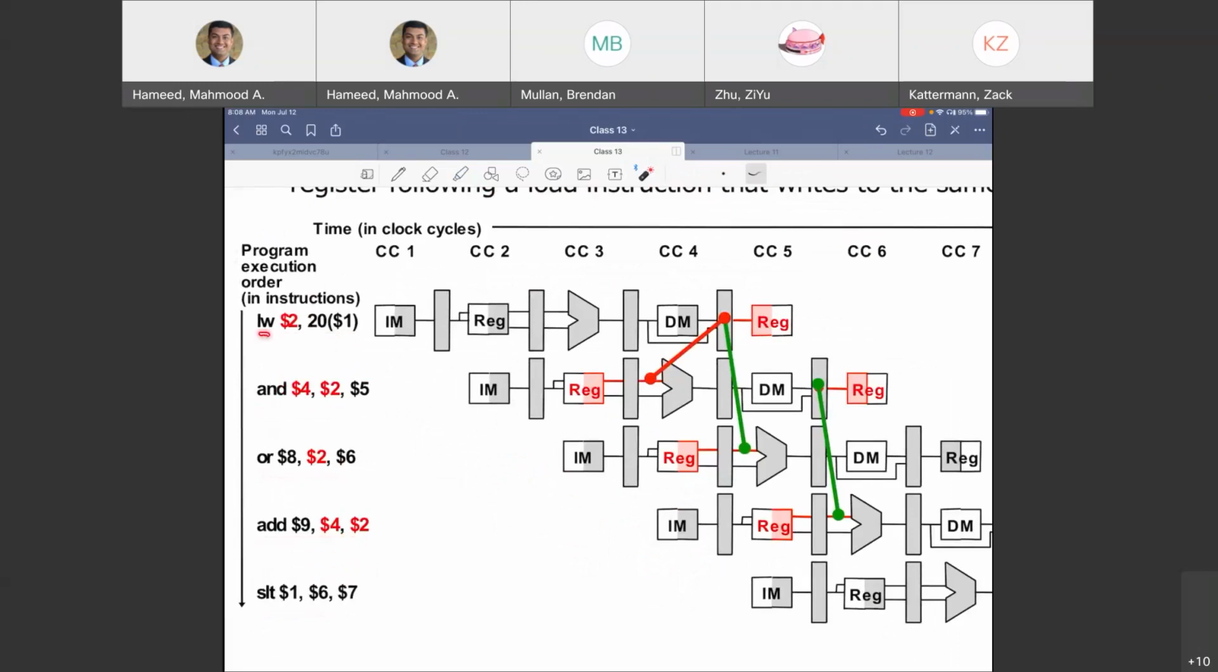Now, if you look at this load word instruction, we are taking the base address from register 1, we are adding the offset of 20 to it, and that will be our target address in memory, from which we will load into register number 2, right? So we are changing the contents of register number 2. Now, let's look at when is it ready?